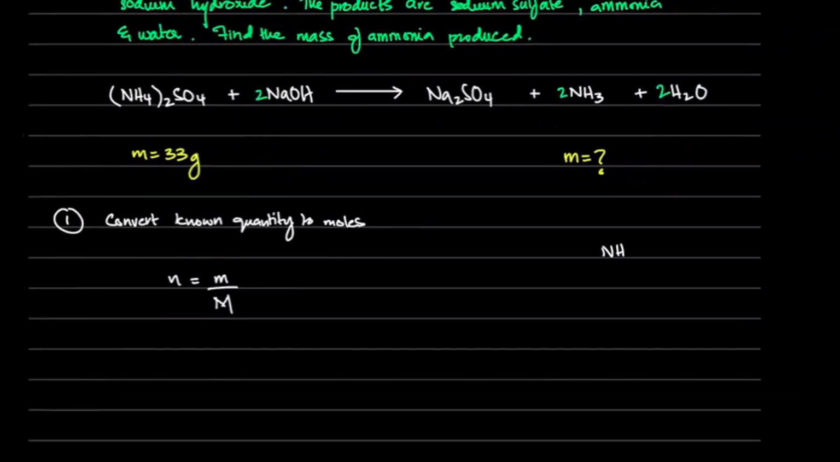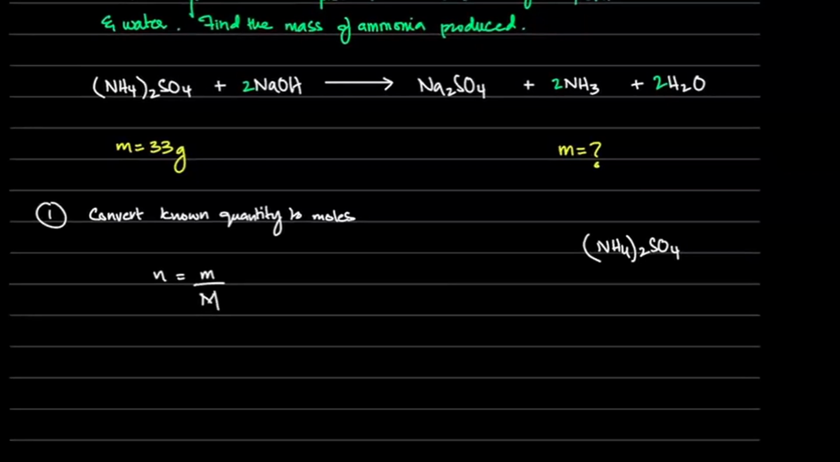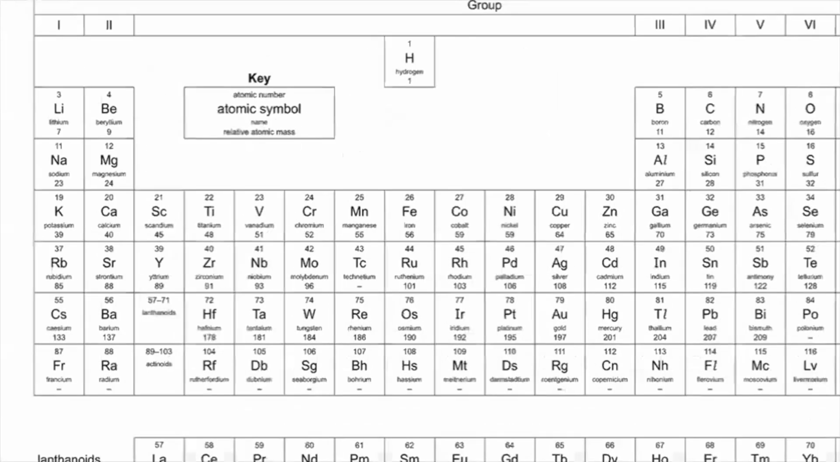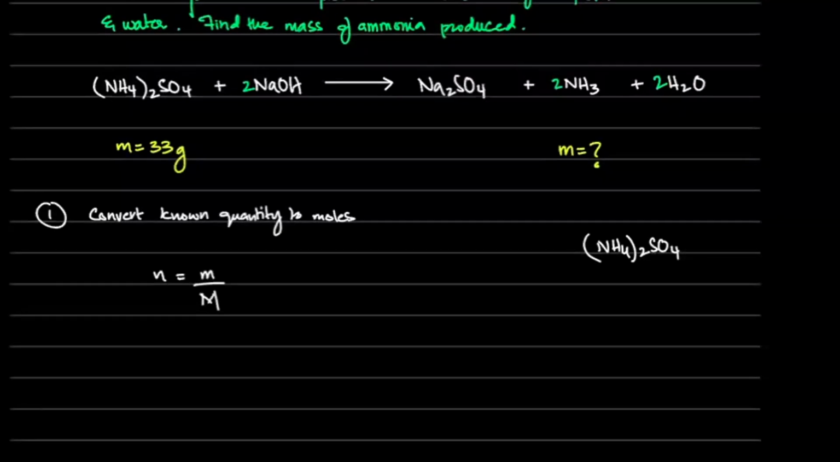Now, what's the molar mass for ammonium sulfate? Well, we'll have to go to the periodic table for this, right? So nitrogen is 14, hydrogen is 1, sulfur is 32, oxygen is 16, okay? Nitrogen is 14, hydrogen ka mass is 1, sulfur is 32, and then oxygen is 16. So we go back. So iska molar mass kya aata hai? Capital M is the molar mass.